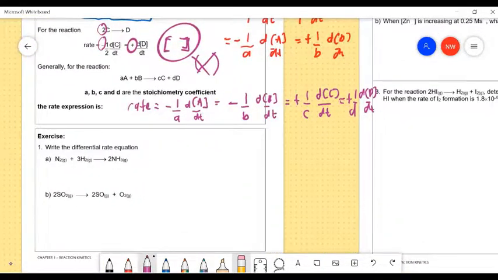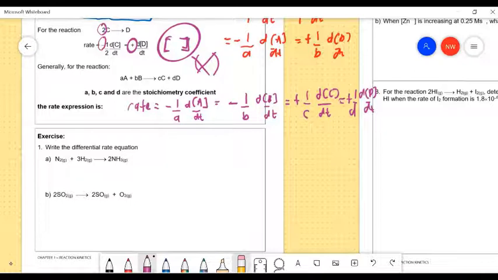So, kita tengok exercise yang pertama. Write the differential rate equation bagi this persamaan. As you can see here, this persamaan dia punya phase semuanya adalah gas. Sometimes you akan jumpa phase ni adalah aqueous. Sometimes you akan jumpa phase ni adalah solid. So, bagi differential rate equation, kita akan ambil semua phase. Tak kisahlah phase tersebut solid ke liquid ke gas ke ataupun aqueous, kita akan tulis semuanya dalam kita punya differential rate equation.